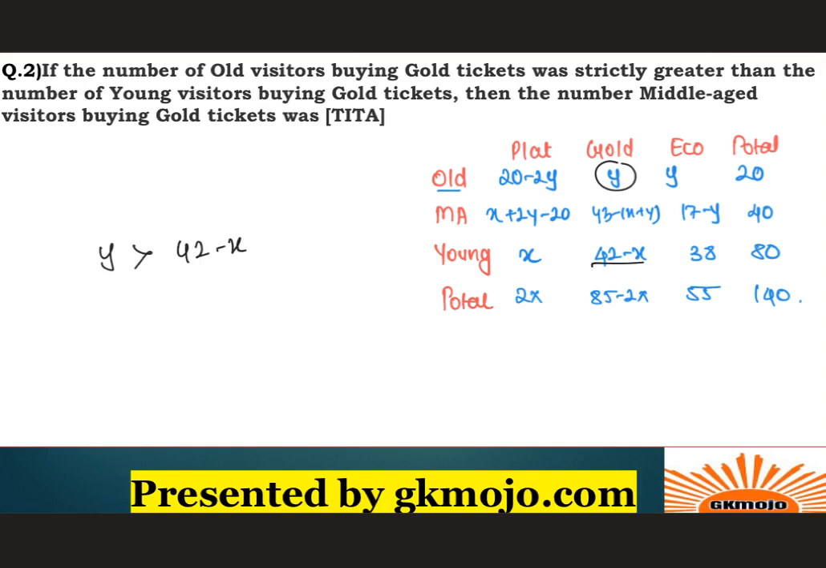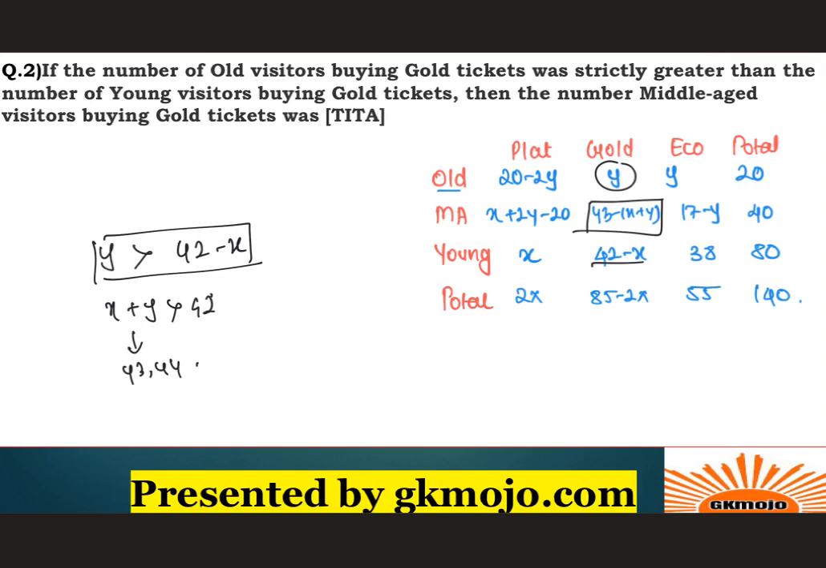Then they ask, the number of middle-aged visitors buying gold tickets was, that is the value of this, and this is a TITA question, so you have to get an exact answer, right? So y greater than 42 minus x, which means x plus y should be greater than 42, right? So what can be the value of x plus y? x plus y can be 43, 44, and so on, right? So the number of middle-aged visitors buying gold tickets is 43 minus x plus y.